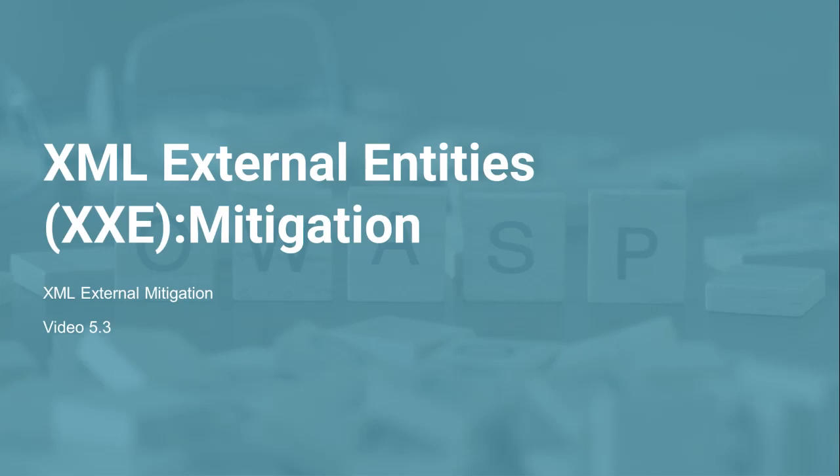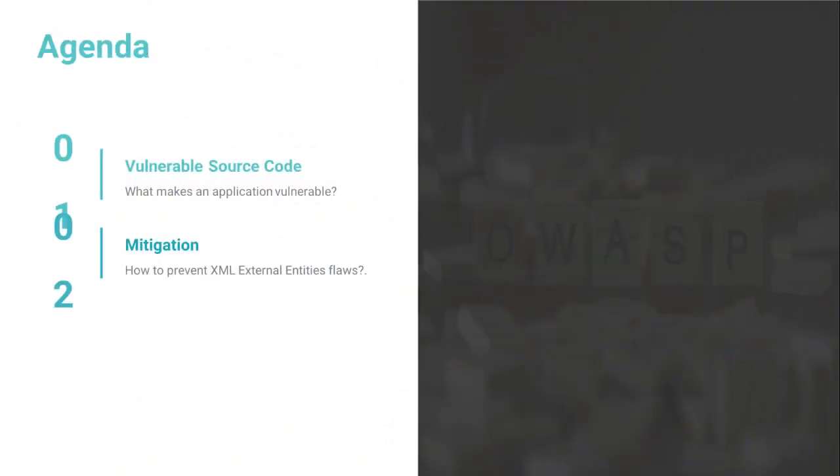Welcome to the third and last part of the XML external entity session. In this part, we will discuss XML external entities flaws mitigation. We will start by discussing what makes an application vulnerable, and then we will hunt for vulnerable code in the OWASP Juice Shop source. Before closing the session, we will discuss how to avoid such vulnerabilities.